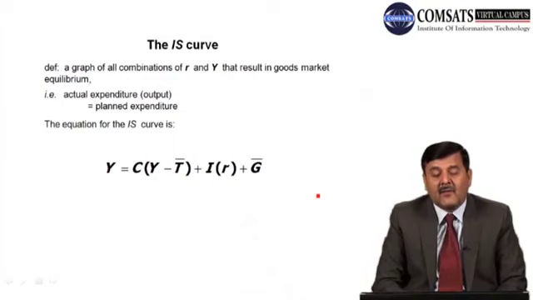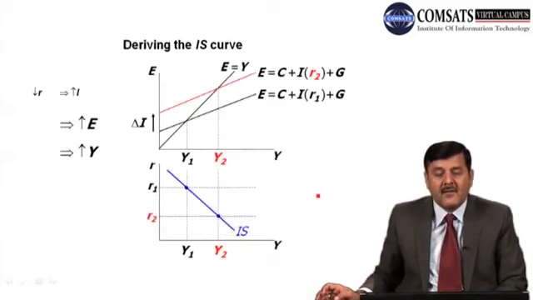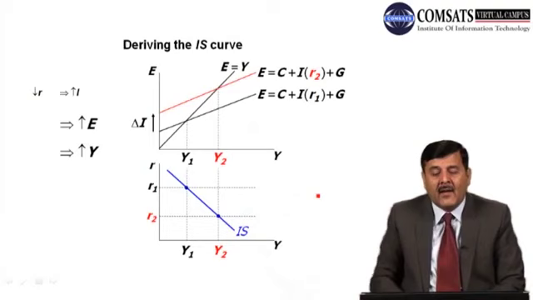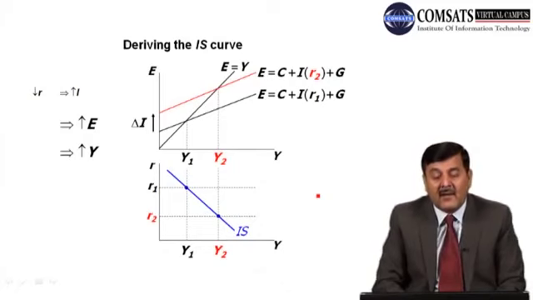Equilibrium means actual expenditure, output, is equal to planned expenditure, so Y is equal to E. The equation of the IS curve can be written as Y is equal to C of Y minus taxes, plus investment depending on the rate of interest, plus G bar, which is given. Now we'll try to derive the IS curve from the Keynesian cross. We have basically two diagrams in this slide: a Keynesian cross diagram and the IS curve.